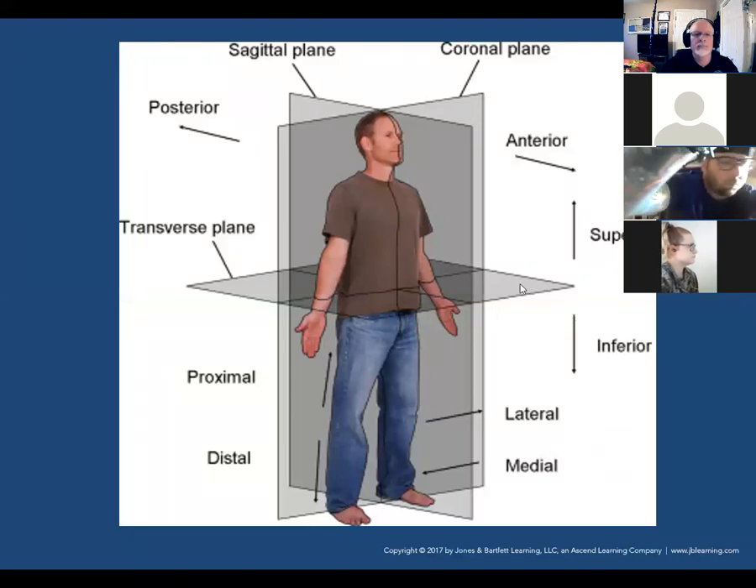Let's hit some topographic anatomy here. I like this picture better than the one 3 slides from now in the book because this looks like a real human. We have planes in the body. Note that these lines intersect somewhere right in the middle of his belly, kind of, right? What do you suspect might be behind there? You might say belly button.